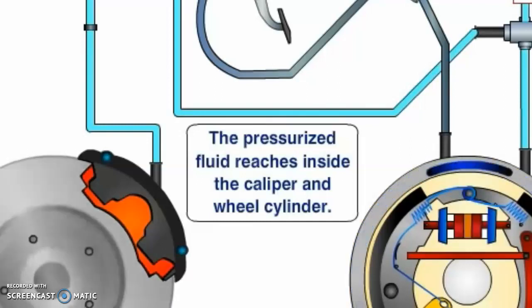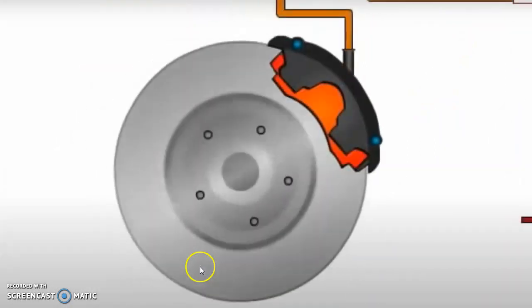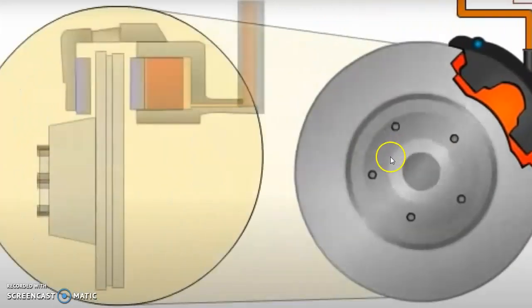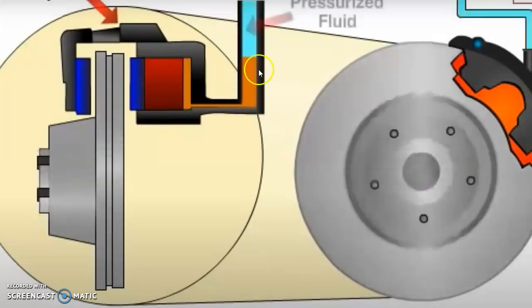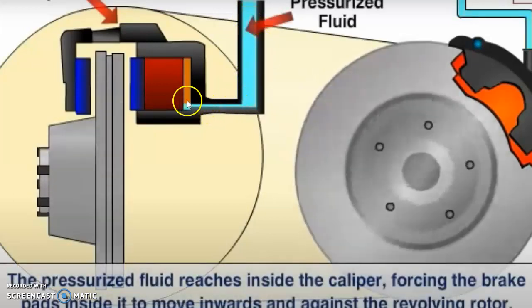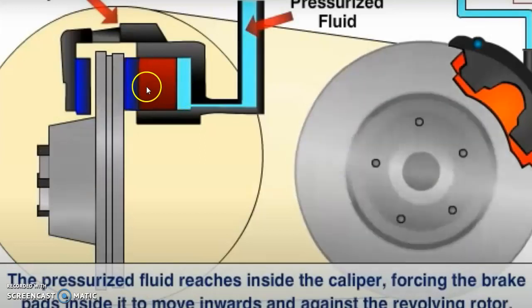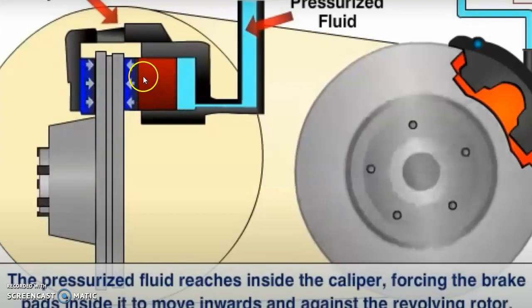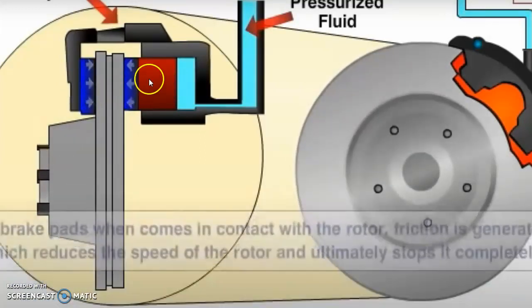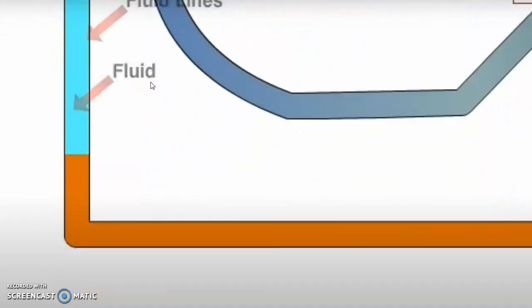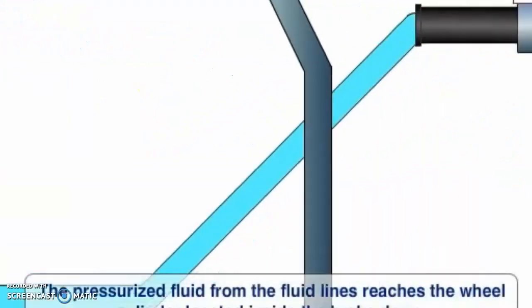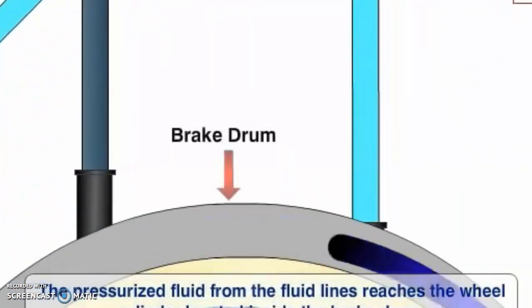Now we are zooming in, and you can find another view here. When the brake fluid enters here, you can see it clearly, it pushes the brake shoe towards the disc. When the disc comes in contact with the brake shoe, friction takes place, and due to that friction the speed of the disc is reduced and it finally stops.